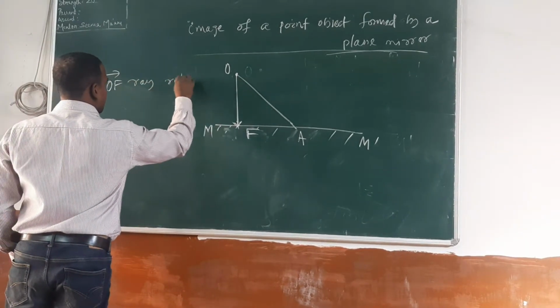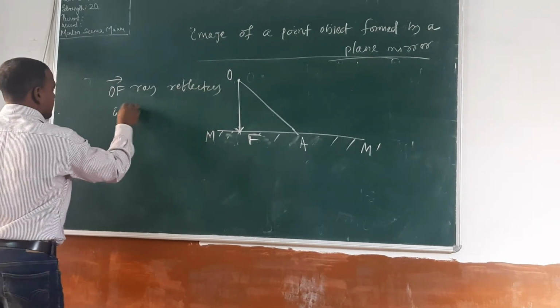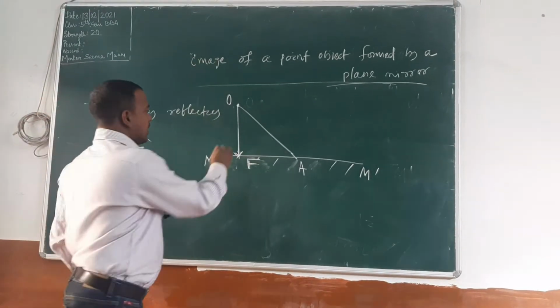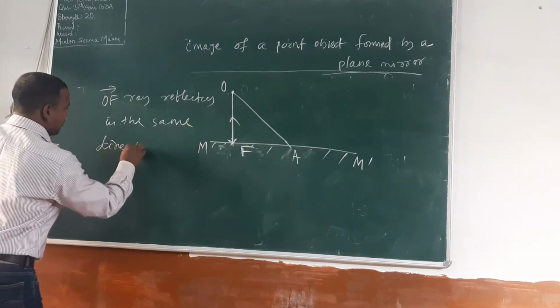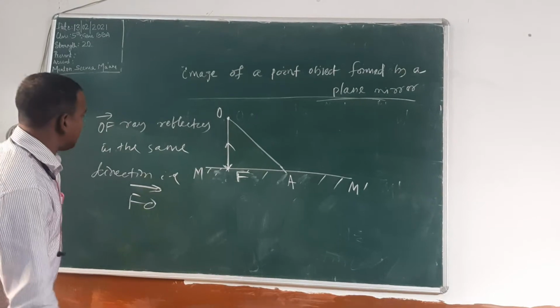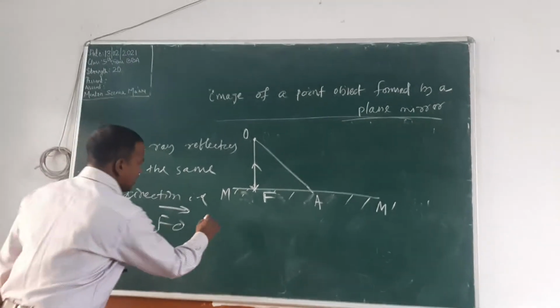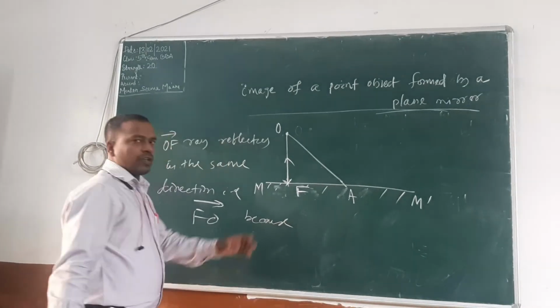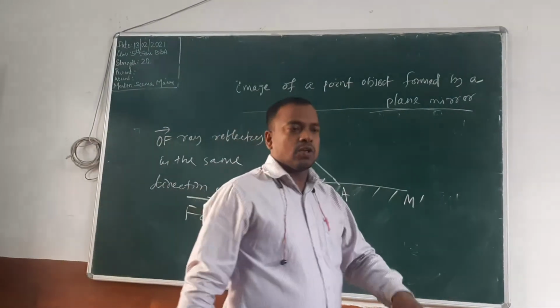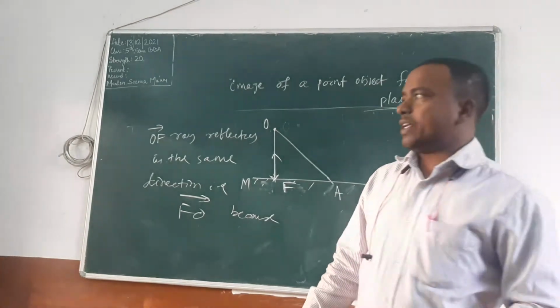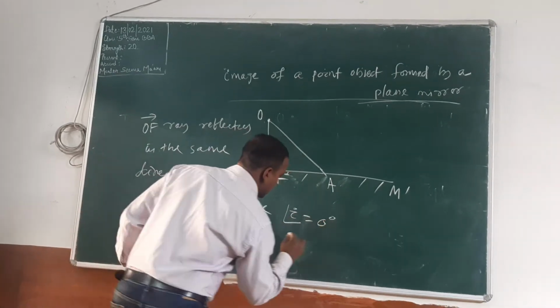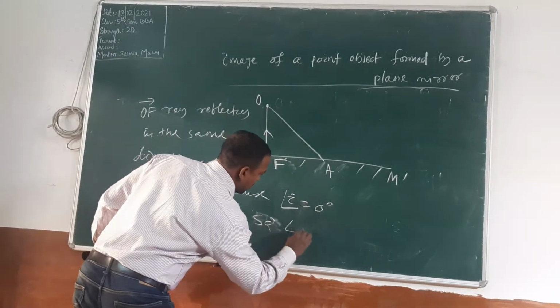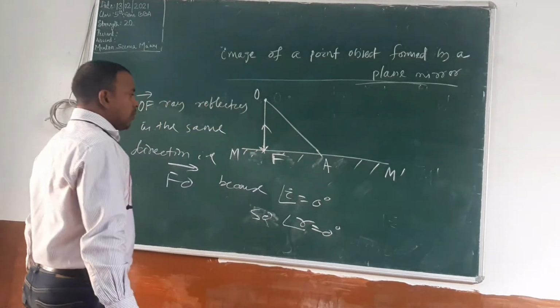Now, if we create the reflected rays, the OF ray reflects in the same direction, that is the FO direction. What is the reason? Because here the angle of incidence is 0 degree, so the angle of reflection is also 0 degree.